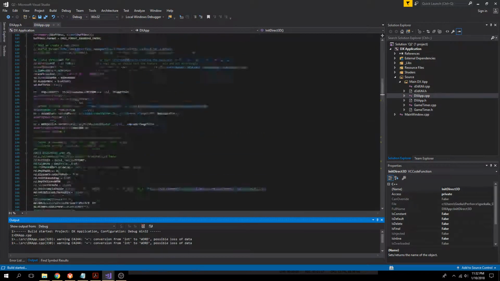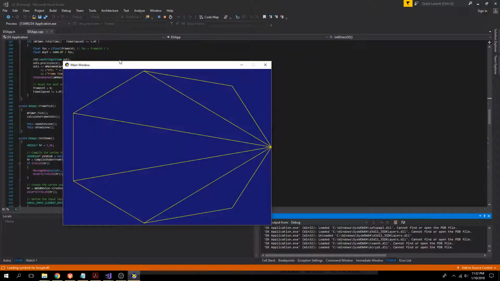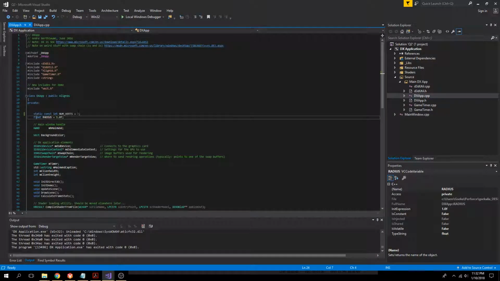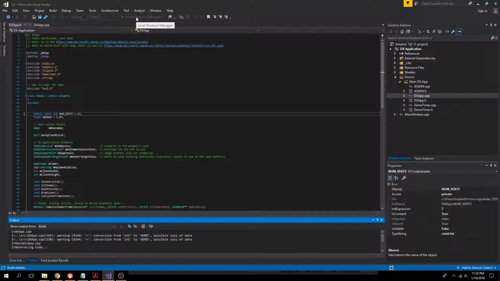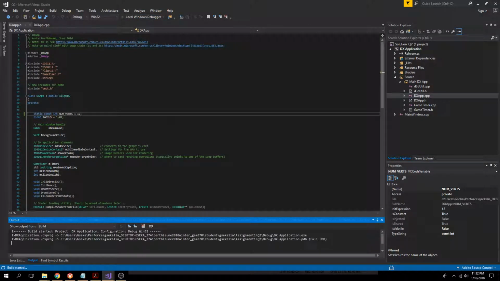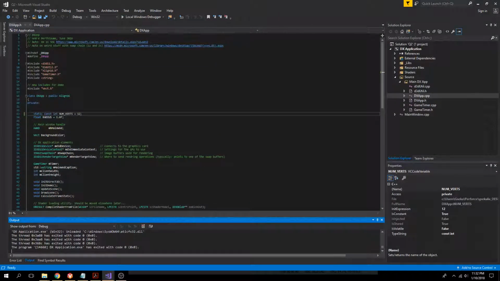Did I break it? I can't remember. No, okay. So then if I change the number of vertices, let's do 12. Any day now, okay. Okay, and there should be 12 vertices. Yeah, okay. All right.